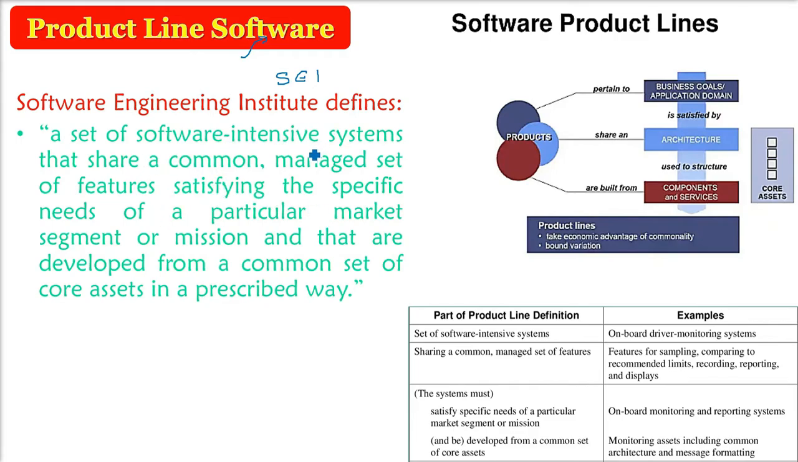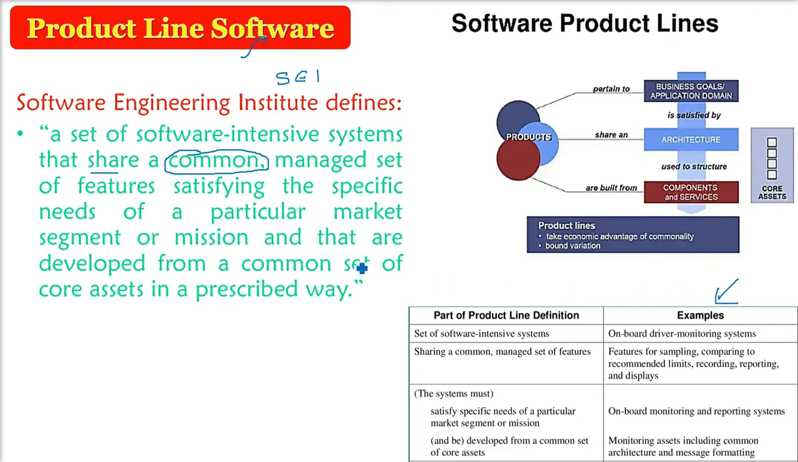A set of software intensive systems. We'll talk about this set of software intensive systems with an example that share a common managed set of features. Software intensive systems are systems mainly related to software, and they share certain common things. They satisfy the specific needs of a particular market segment or a mission. That means the software is made for a single common objective for a single part of the market.